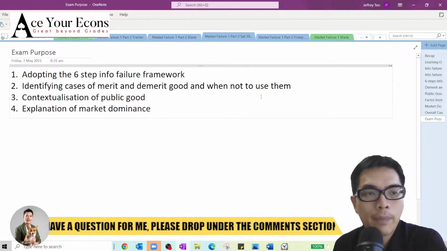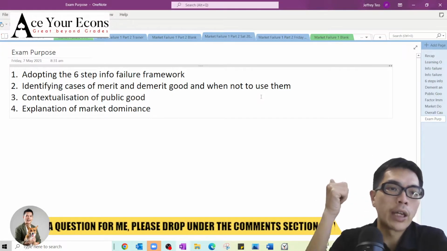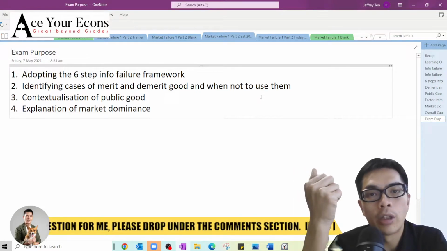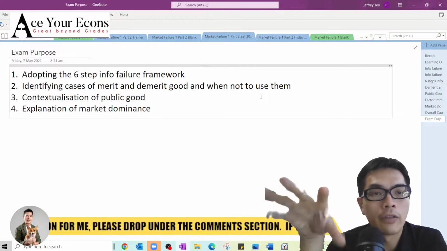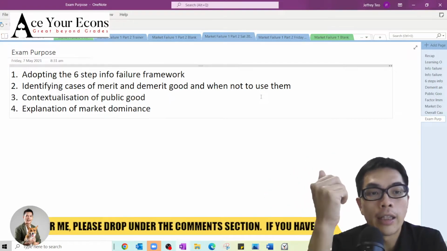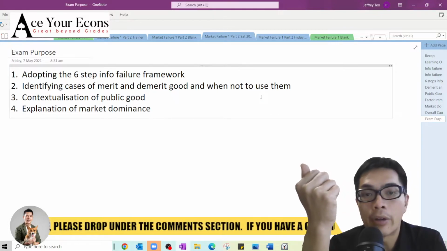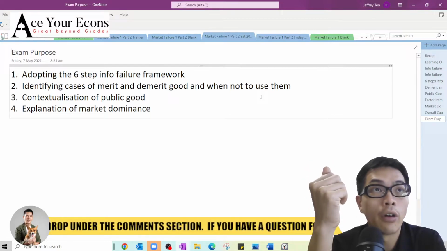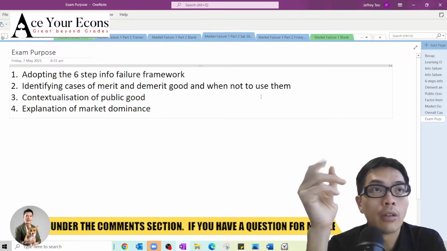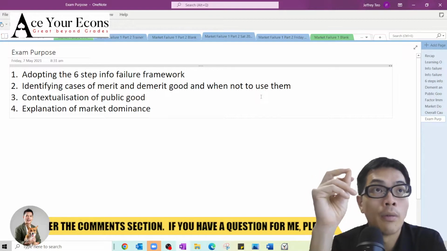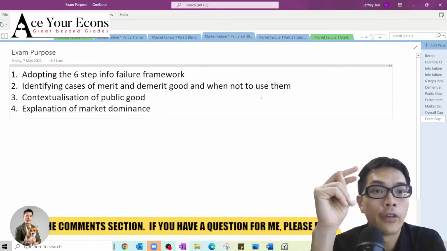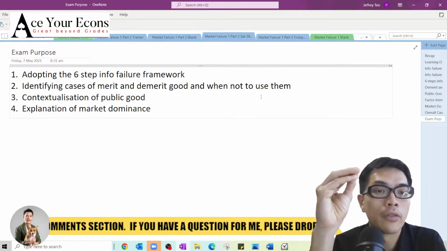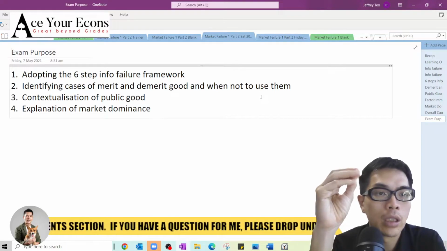For exam purpose, make sure you can adopt the 6-step info failure framework. It is just a slight modification of the externality one. Identifying cases of merit and demerit good and knowing when to use them and when not to. I mentioned before, for merit and demerit, you must do a checklist. Both externality and info failure must be present. If not, don't use merit, demerit.